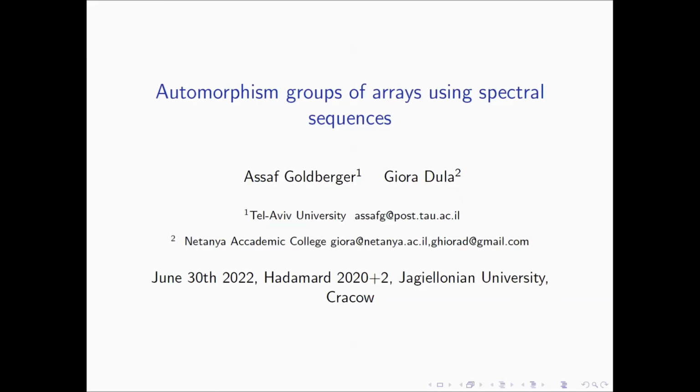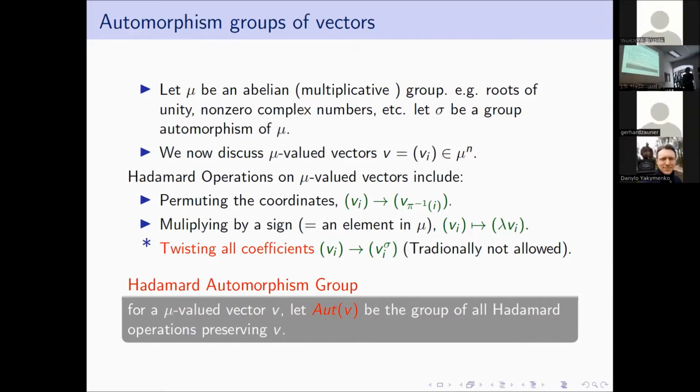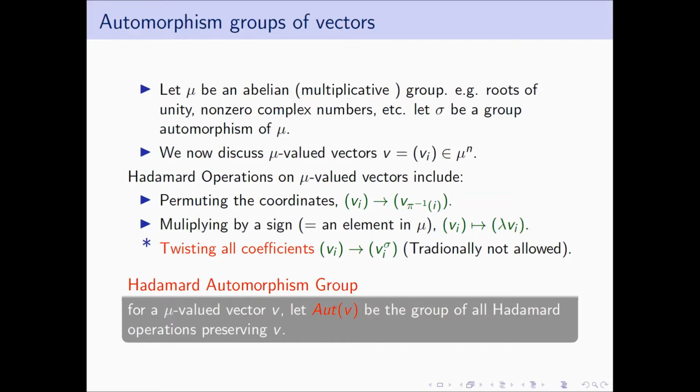Okay, so why don't we start with vectors? So mu is an abelian multiplicative group, written multiplicatively, and it usually is composed of roots of unity of some complex field. And sigma is a group automorphism, and we want to discuss mu-valued vectors. So an array of elements from mu, and we would like to discuss Hadamard operations.